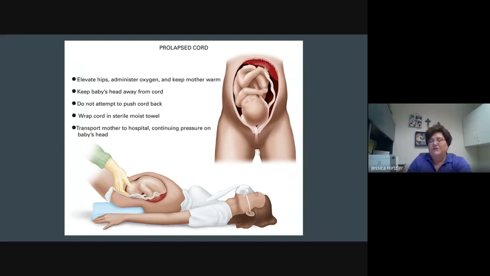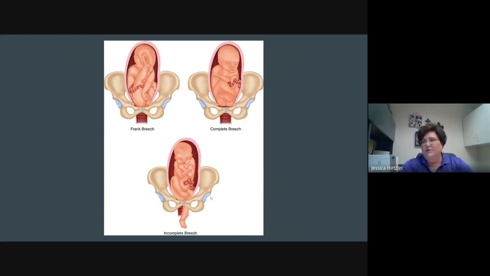If mom feels the need to, if she's in labor and she is contracting, instruct mom not to push. Do not push. Instead, have her pant. Okay. If you have to, you can put her in a knee to chest position, keeping pressure off of the cord. Again, you will transport mom with a gloved hand removing pressure from the umbilical cord. Okay. Again, do not try to push that cord back in.